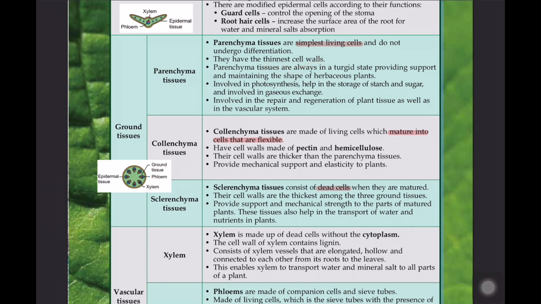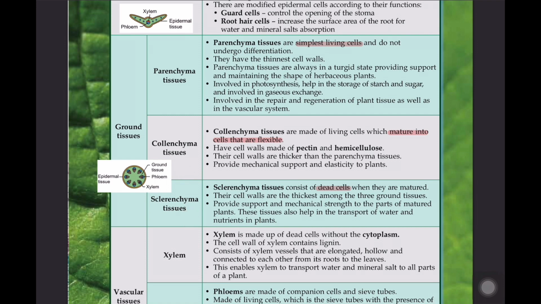Then we go to collenchyma tissue. The collenchyma tissue is made of living cells which are still maturing into cells that are flexible. The cell walls are made of pectin and hemicellulose and are a bit thicker than parenchyma. So in terms of thickness, parenchyma is very thin, then middle, and then collenchyma is thickest.